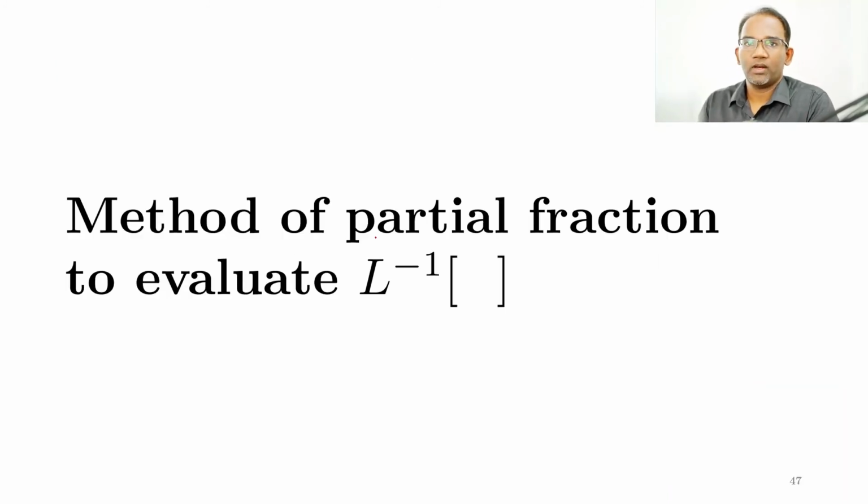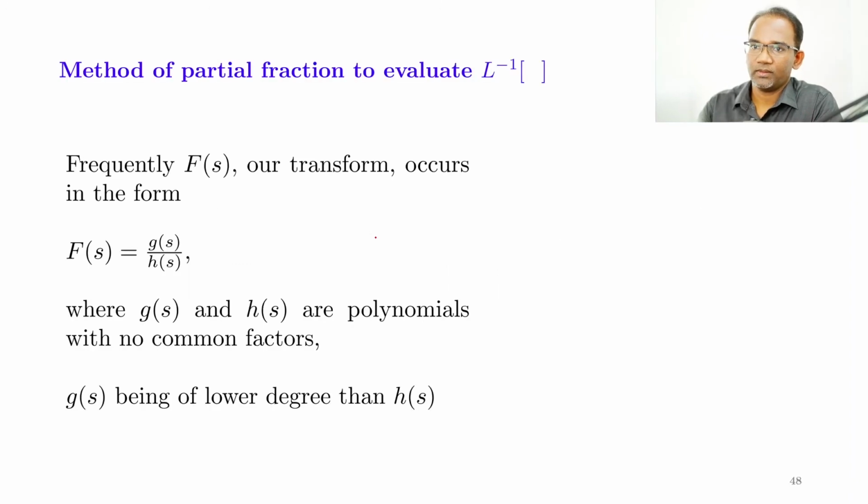We'll now discuss how to make use of the method of partial fractions to evaluate inverse Laplace transforms. Frequently, F(s), which is our transform, occurs in the form F(s) equals G(s) over H(s), where G(s) and H(s) are polynomials with no common factors, G(s) being of lower degree than H(s). If such is the case, then there are different techniques by which we can calculate the inverse Laplace transform, and we are going to discuss that.